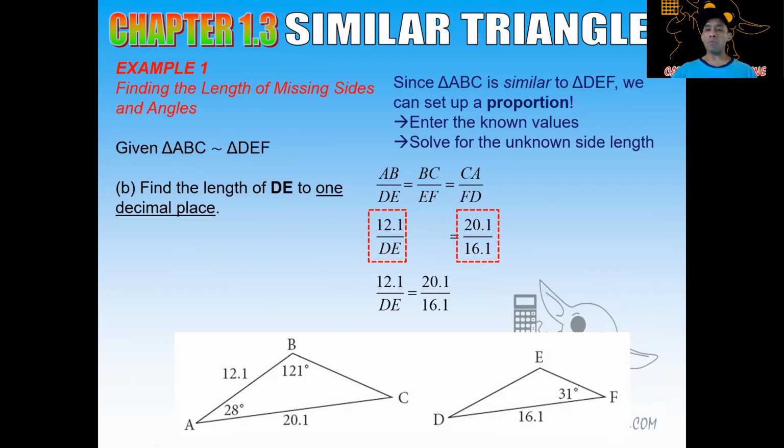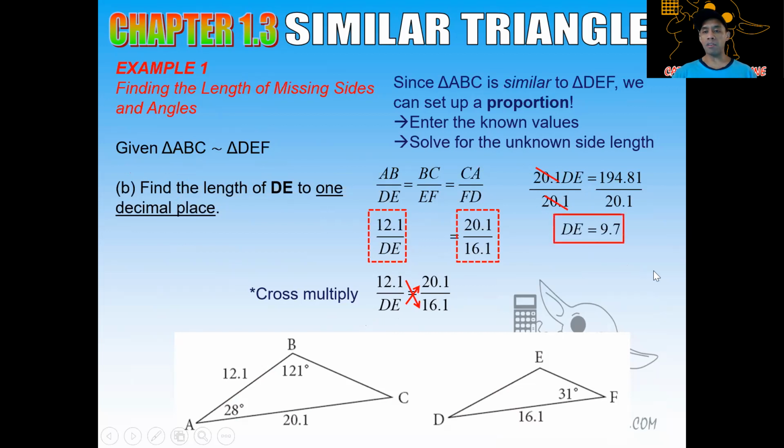And I'm going to cross multiply. We multiply the 20.1 by DE, and the 16.1 by the 12.1. So in the next step, you can see we have 20.1 DE is equal to 194.81. Similar to solving an equation with single letters, our last step is to divide both sides by 20.1, because it's the number attached to the DE, which we want to solve for. That cancels out on the left side, and DE gives us a measurement of 9.7.